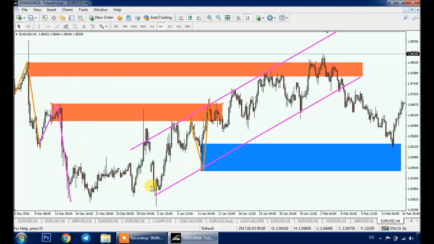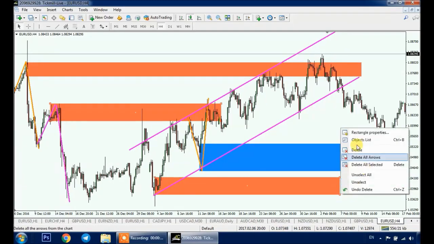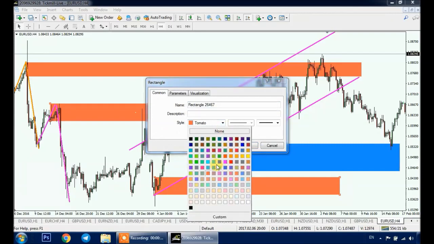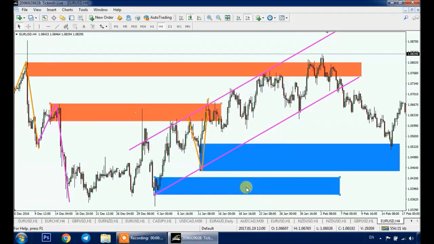And here's an example of a demand zone formed by a base and not just one candle like this one. And I always like to make my supply zones in red and demand zones in blue. So let's change it. Here we go, and you can always extend it to cover the spike before the movement upwards.